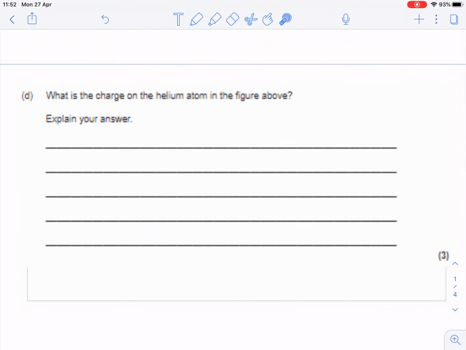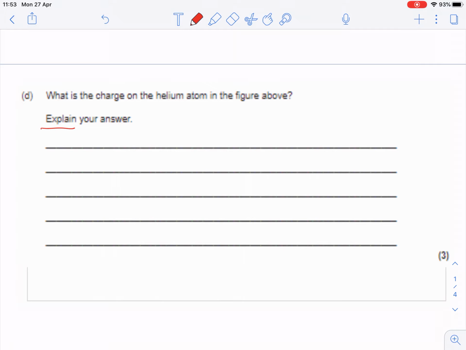Okay, on to this next question here. So we can see 3 marks are up for grabs. What is the charge on the helium atom in the figure above? Explain your answer. So it's not enough just to say a charge, you need to explain your answer, the reason why that is the case. When we see explain, we need to say why. So, really simple, okay, and I've basically alluded to that in what I've just discussed with you there. What is the charge on the helium atom? There is no charge. The charge is 0, okay?